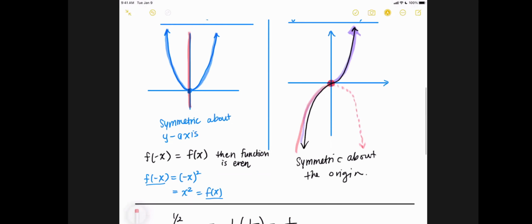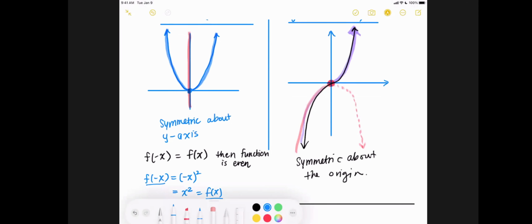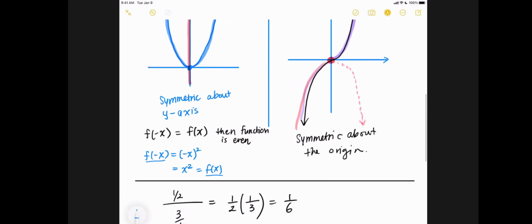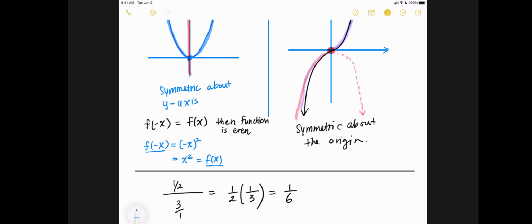But the algebraic test for odd functions is that you start off the test the same, with f of negative x. And what happens is that it comes out to negative f of x. So you can pull the negative out of the function, sort of, right? That's kind of how you can see it visually.